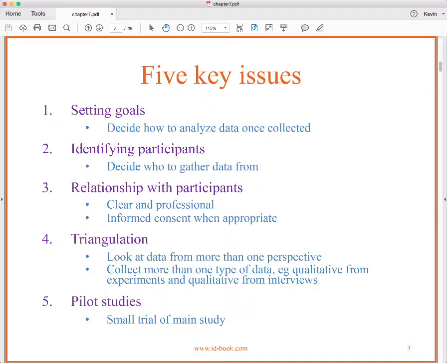Whichever, we need to be clear about these issues and make sure they're adequately handled. Triangulation is a great topic to bring up here because triangulation has to do with kind of stereo viewing.